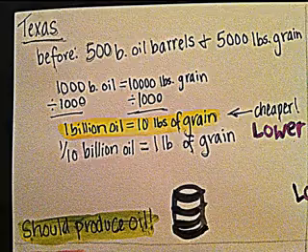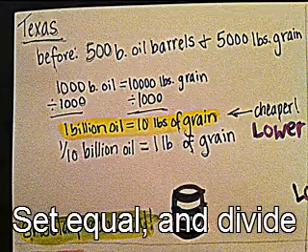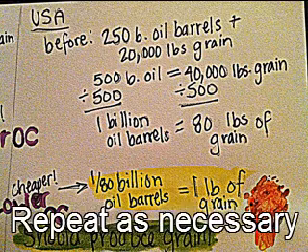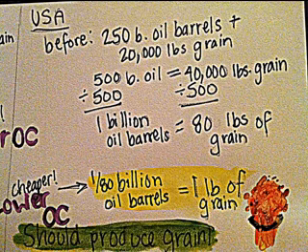So, Texas produces 1,000 billion oil barrels or 10,000 pounds of grain. We divide everything by 1,000 for a cost of 1 billion oil for 10 pounds of grain, or 1/10 oil for 1 pound of grain. But America produces 500 billion oil barrels or 40,000 pounds of grain. So once again, we divide everything by 500 and get a cost of 1 billion oil for 80 pounds of grain, or 1/80th oil for 1 pound of grain.